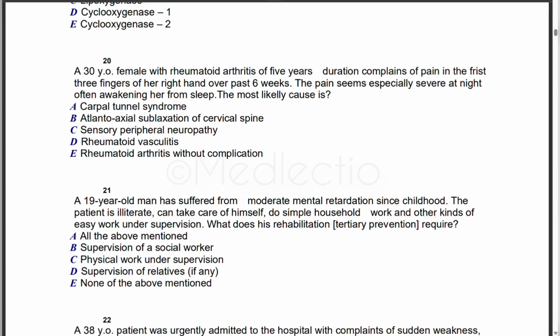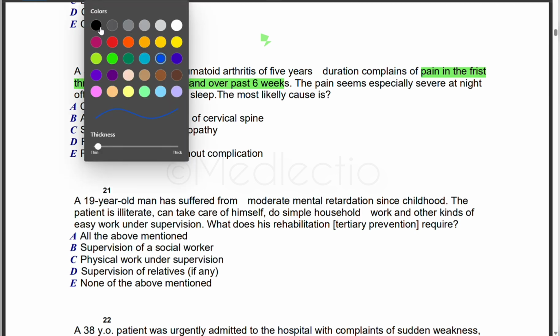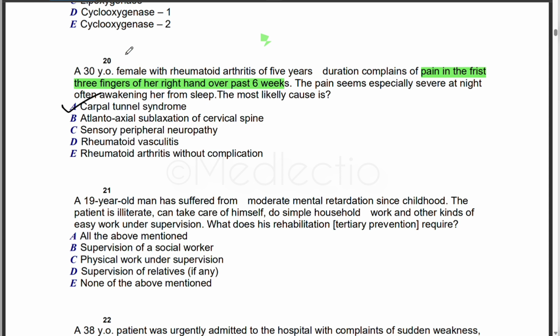Okay. So in our question, what did we see? We saw pain in the first three fingers of the right hand over the past 6 weeks. Okay. So we know that this is a case of carpal tunnel syndrome.